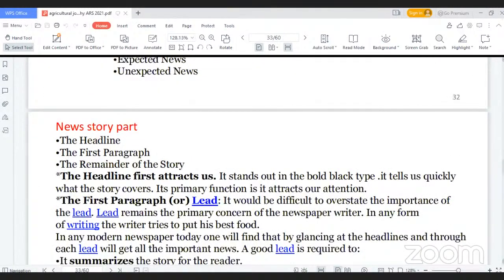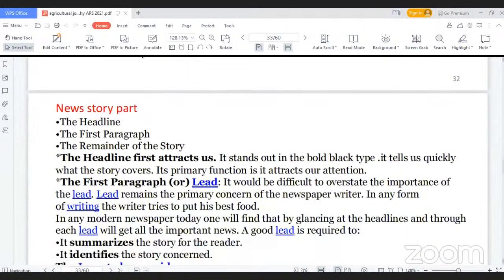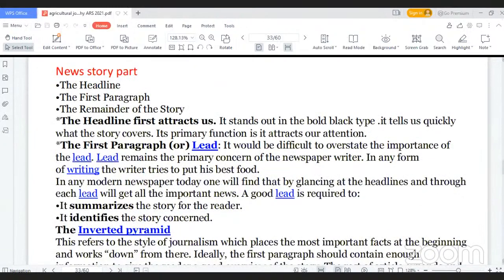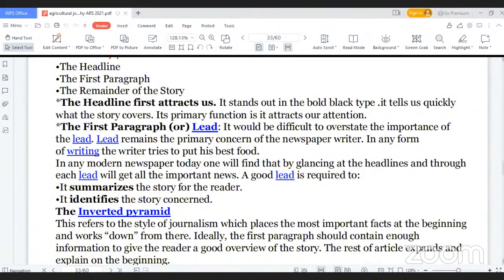There are some components of a news story: the headline, the first paragraph, and then the story. The first paragraph is also known as the lead, that you have to know. It would be difficult to overstate the importance of the lead. Lead remains the primary concern, because it is leading the things. Some person just reads the first paragraph, and if that first paragraph is interesting, then he or she may read further.